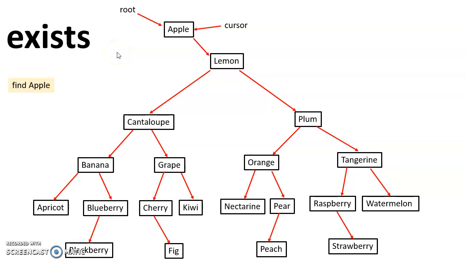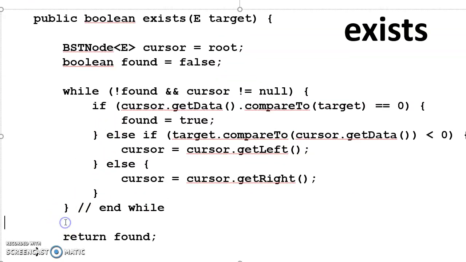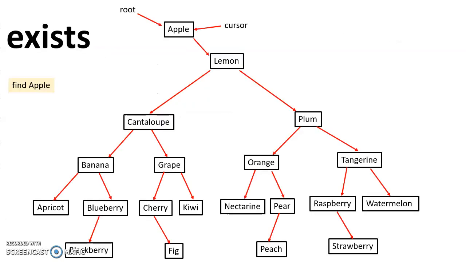Okay. So one of the things I do want to point out is if we exit out of the loop and found is true, cursor is pointing to the node that we found. This is going to help us for when we do the remove. But when we fall out of the loop, cursor is pointing to what we were looking for. Okay. So let's do another search.